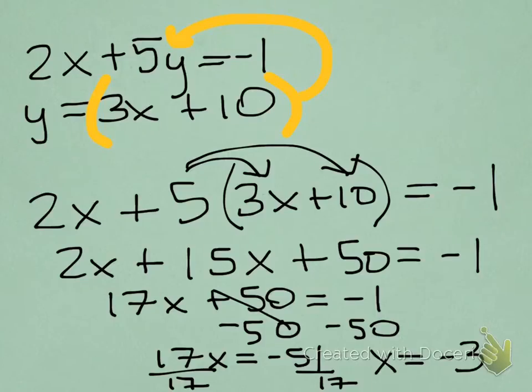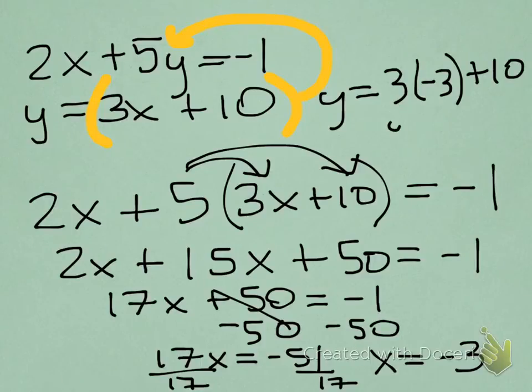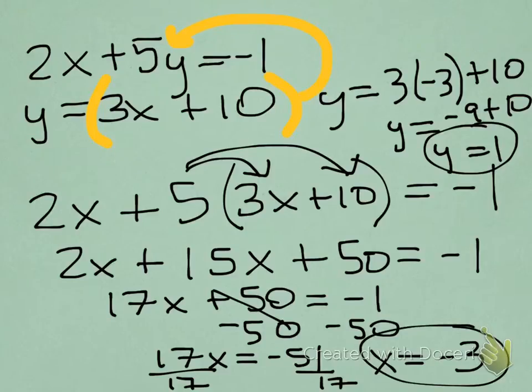Then I'd take x equals -3 and plug it into either equation to be able to solve for y. Again, I'm going to choose the one that's equal to y because it's easier. I'm going to plug in -3 for x to find out what y is. So that would be -9 plus 10. So y would be 1. And I need to write my answer as an ordered pair, so -3, 1 would be my answer.